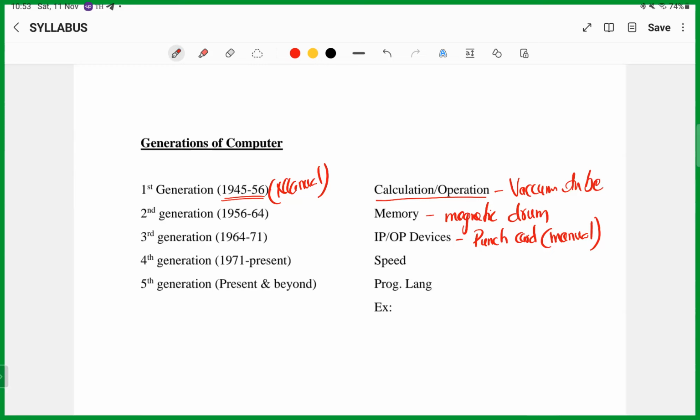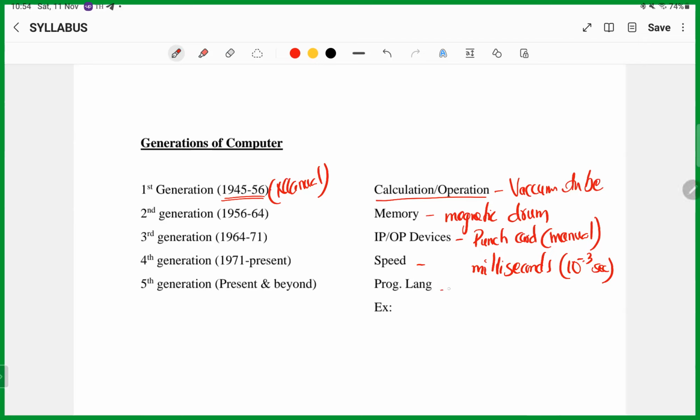Then speed. 10 to the power minus 3. We call it milliseconds. Sorry, I didn't write seconds here. We call it milliseconds. That is nothing but 10 to the power minus 3 seconds. That's speed. Okay. They would ask: 10 to the power minus 3 is milliseconds.